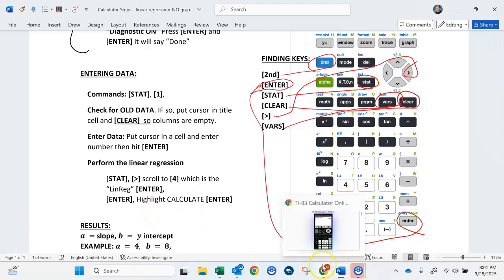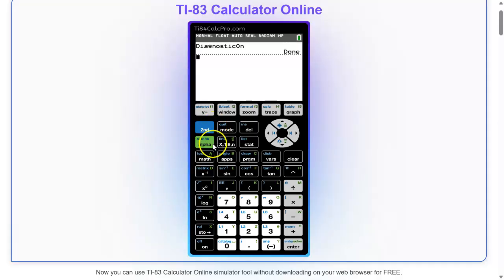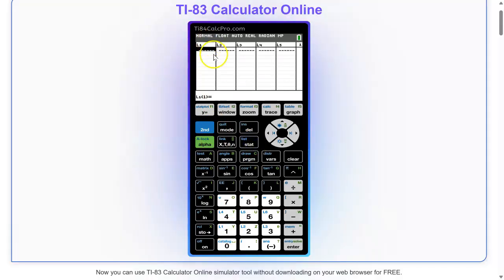So let me go back to my calculator. Stat, where did you go? Stat 1. And then you see these columns here? That's where you enter in the data. So L1 is going to be like the table for the X values. L2 is for the Y values. So we need to make sure it says L1 or L2.